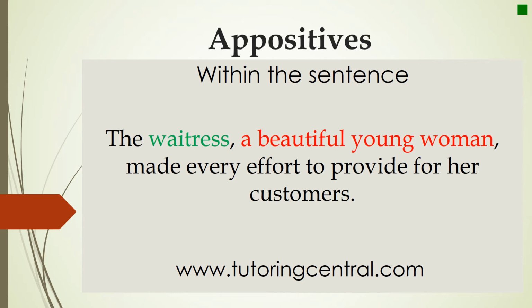The waitress, a beautiful young woman, made every effort to provide for her customers. In this case, the noun waitress is being modified by the appositive in red, a beautiful young woman, giving us extra or additional information about the waitress. Again, not essential, not restrictive, so we would put a comma before and a comma after, because we could essentially remove the appositive, extract that out of the sentence, and we would have the waitress made every effort to provide for her customers, which is a complete sentence in itself. The appositive is simply giving us more information and a more interesting sentence, perhaps.